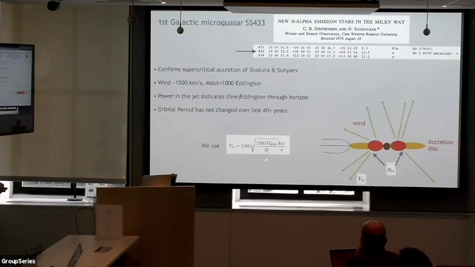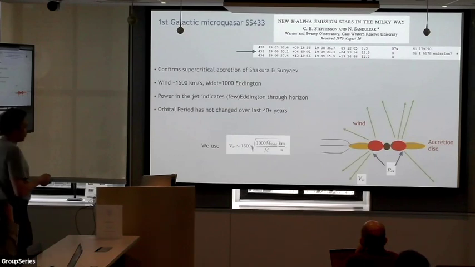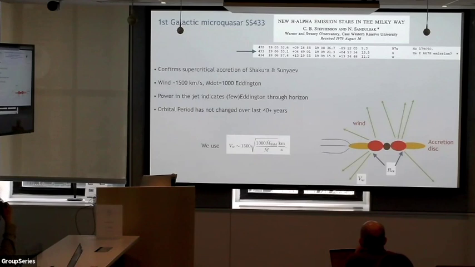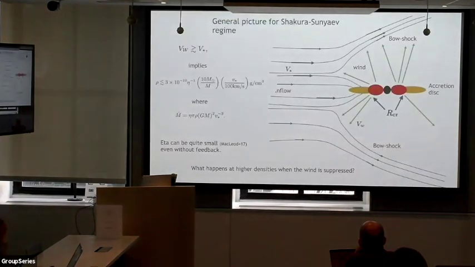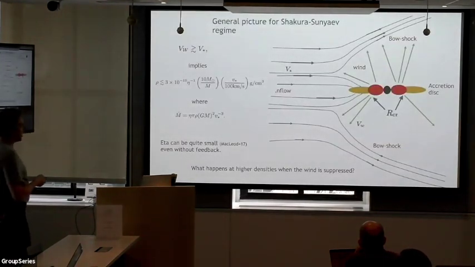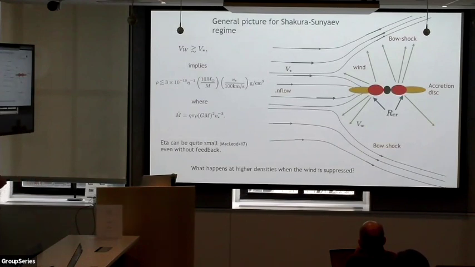Now, in terms of scaling for the wind, this is what we use. Basically, we normalize to what is known about SS-433 for all of our estimates. Okay, so the basic picture, and this is hand waving, is that you have a black hole which moves through the dense gas. And so some part of this gas accretes, some fraction of the Bondi-Hoyle accretion rate goes into this thin disk. And then you have a massive outflow coming from the inner edges of the disk, a massive wind, and it creates a bow shock in the rest of the gas.